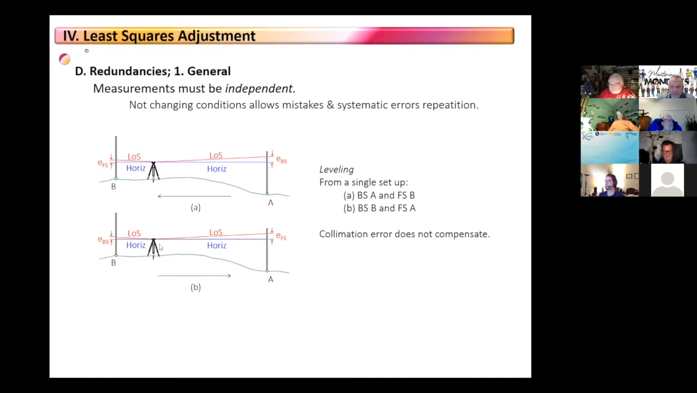Well, if I say, okay, I'm just going to leave the instrument there, then I'm going to turn around and read a backsight and a foresight to A, I haven't compensated for that systematic error that's there. That's that collimation error. I'll get a perfect closure. Look at the same readings going in one direction as I did in the other direction. I'll say I got perfect closures. There's no random errors in there. That doesn't work that way.